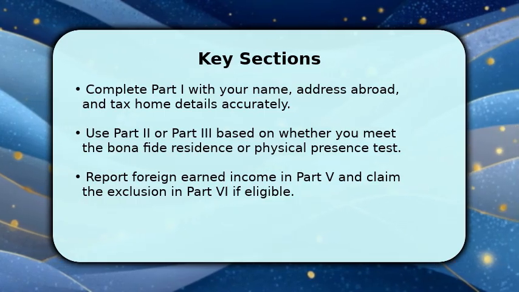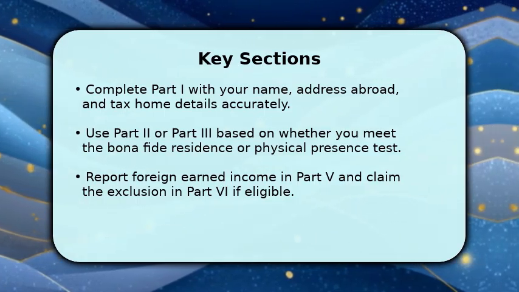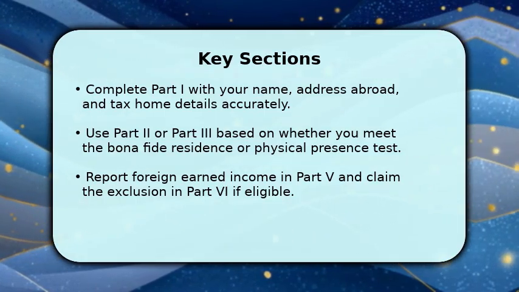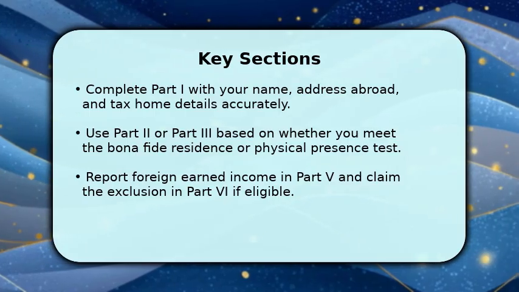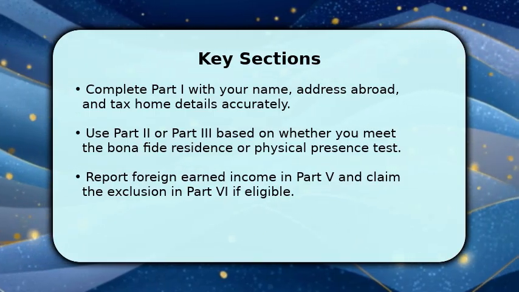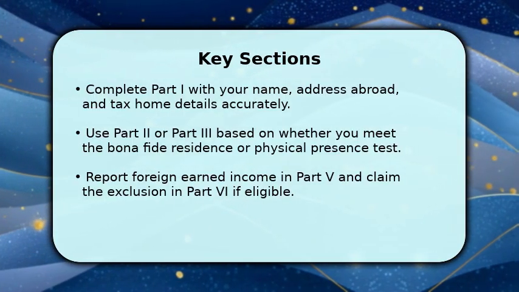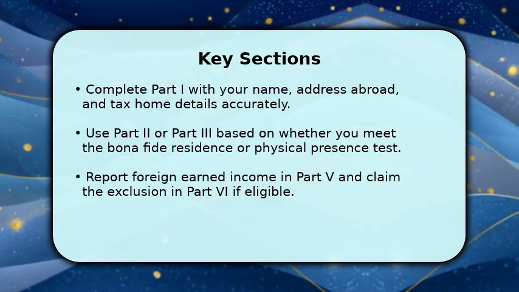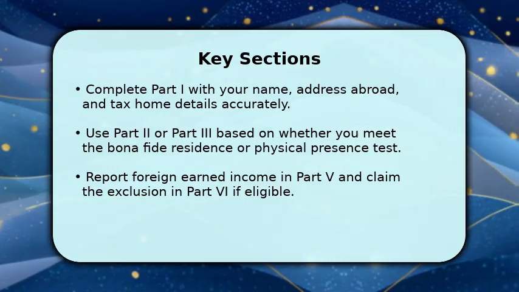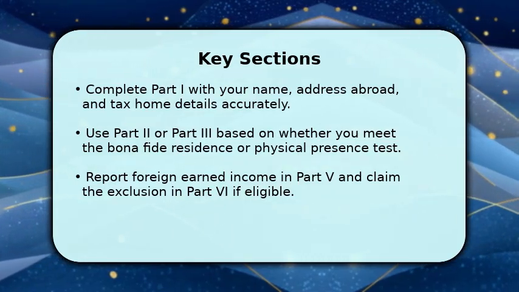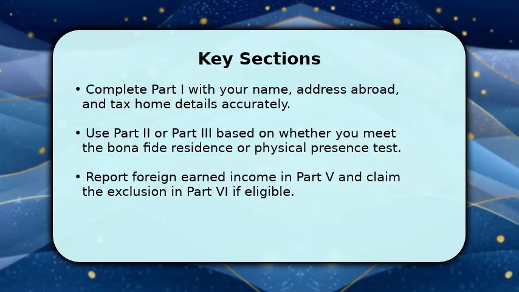Fill Part I with accurate identifying and tax home details, then decide if you qualify under bona fide residence or the physical presence test and complete the matching part. Enter earned income amounts carefully in Part V and calculate the exclusion in Part VI. Keep supporting documents handy in case of IRS questions or audits.